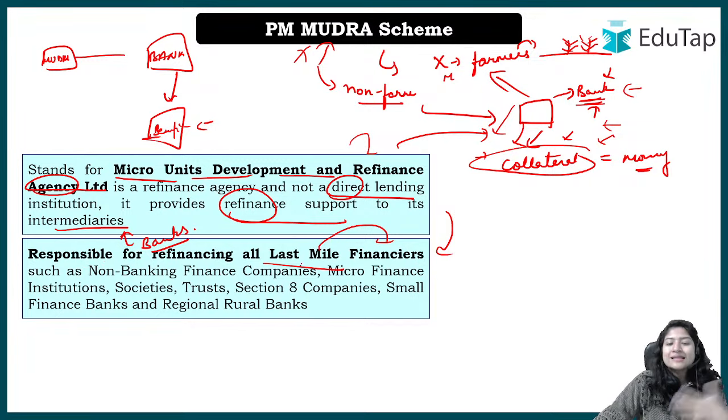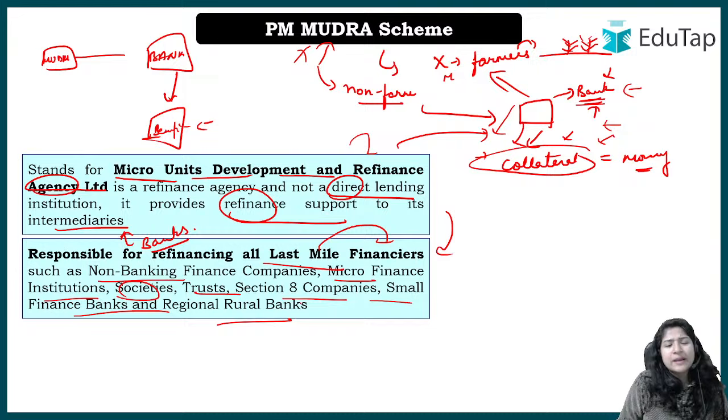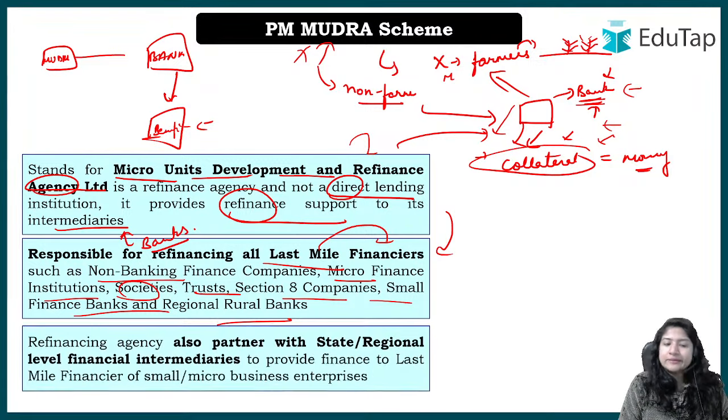Now who are these last mile financiers, okay. These are your non banking finance companies, all your micro finance institutions, via societies the money can be provided to people. Trusts, the companies that come under Section 8, small finance banks, regional rural banks. In all, I would have to say that whoever provides loans to the people, to the beneficiaries, all will be refinanced by Mudra. What is Mudra? Micro Unit Development and Refinance Agency Limited, okay.